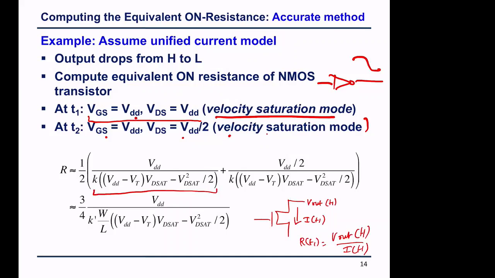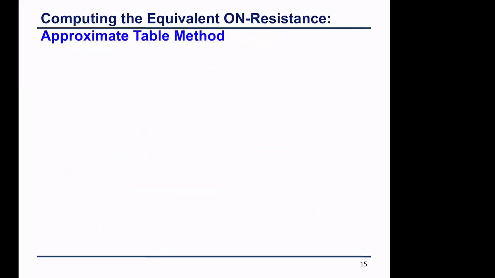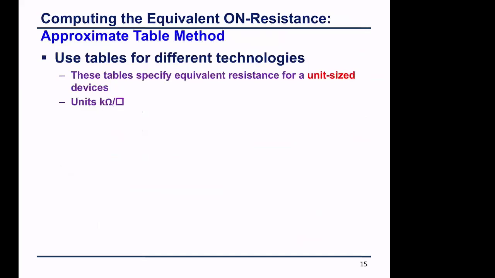In a similar fashion, at time point T2, I calculate that the output is at VDD over 2 and I calculate I of T2, and I write V out over I at that specific time point and I take their average, and I will end up with the resistance for the tPHL. Okay, so we know how to calculate, but sometimes we just want to rush through it. So we will follow the approximate table method.